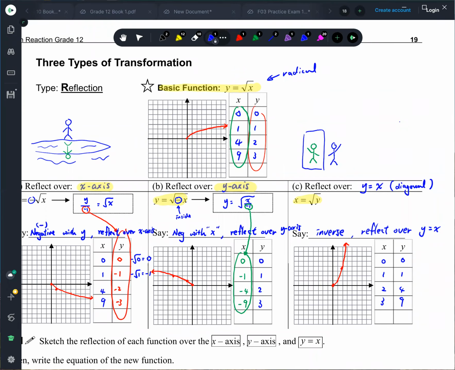Okay, so Jenny, are you done with this graph? Yeah, okay.